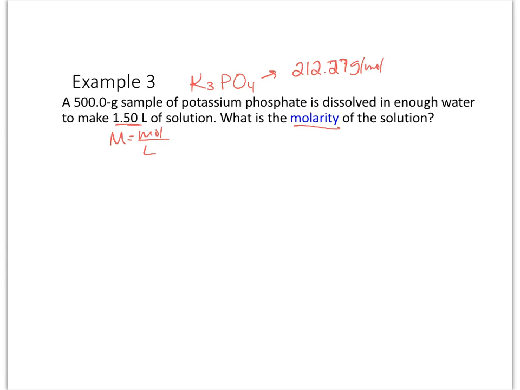Since we're looking for molarity, we need to have moles over liters. I have the liters part, but I don't have the moles part. I have grams. I can convert using the gram formula mass. So 500 grams times 1 mole over 212.27 grams. Well, that's 500.0. Make sure you write everything because sig figs. That comes out to 2.355 moles. So now we have 2.355 moles over 1.5 liters, and that would give us a 1.57 molar solution.